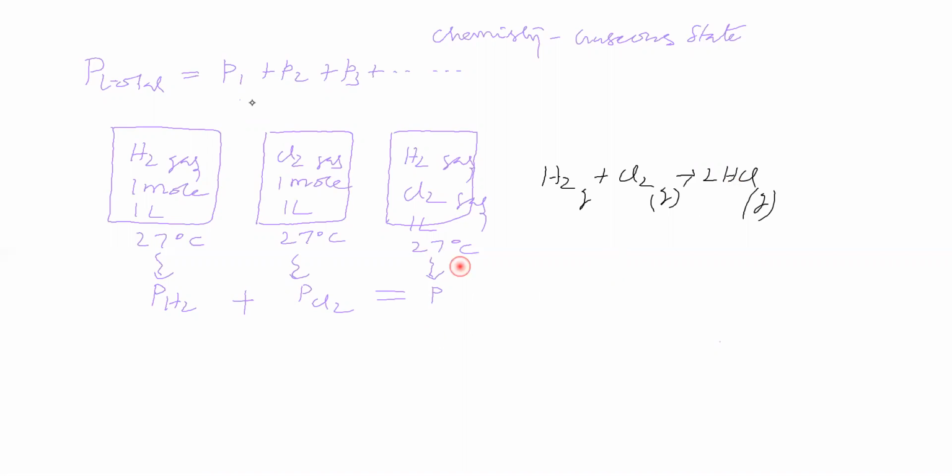Now shall we say the pressure exerted in this vessel is equal to the sum of these two pressures? Shall we say or should we not say? What do you think? Here hydrogen and chlorine are going for reaction. That means it is a reactive mixture, a reactive gaseous mixture. So shall we say it or need we not say it? What do you think?